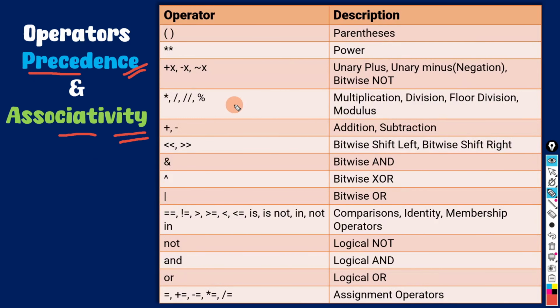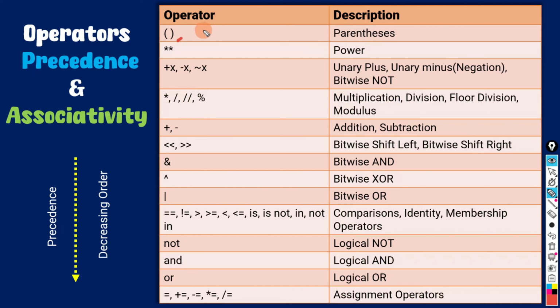This table contains the precedence of various operators that are present in Python. Here the operators are arranged in decreasing order of their precedence. So the higher the operator, the more precedence it has. When Python evaluates an expression, it will first solve the operator which has higher precedence. You will notice at the very top we have parenthesis. Parenthesis has higher precedence than any other operator in Python. So the expression that is present inside the parenthesis will be evaluated first by the Python interpreter.